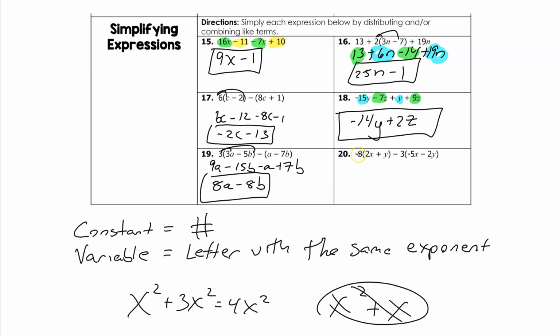All right, over here, negative 8 times 2 gets us negative 16x minus 8y plus 15x plus 6y. All right, so we're going to do our x's first. So negative 16x, positive 15 just gets me a negative x. And then negative 8y plus 6y gets me a negative 2y. So I have negative x minus 2y.